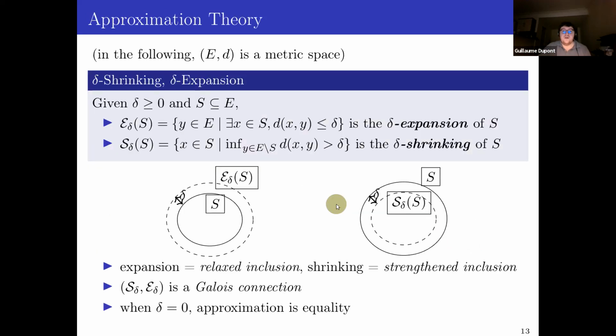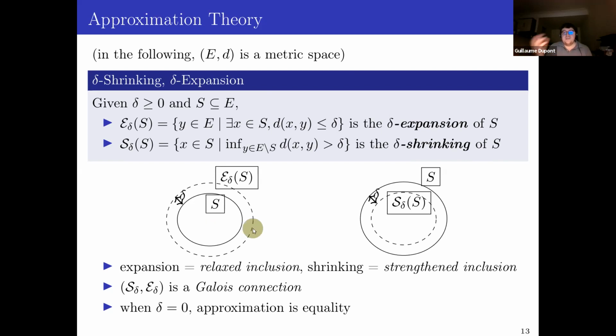So how can we formalize approximation? We introduced two operators, two functions on sets actually, called expansion and shrinking. I put the formula here just for reference. Basically, the idea behind expansion is that you have a set and you construct a set that is bigger than this set, so that every point of the expansion is between 0 and delta of distance from this set. So this is basically the set plus a little halo around it of size delta.